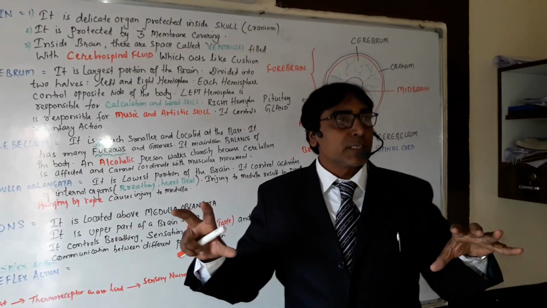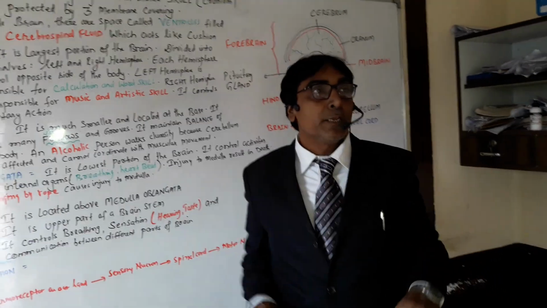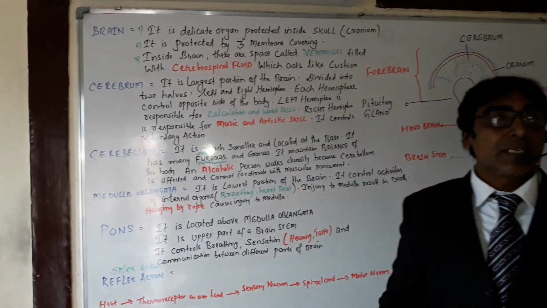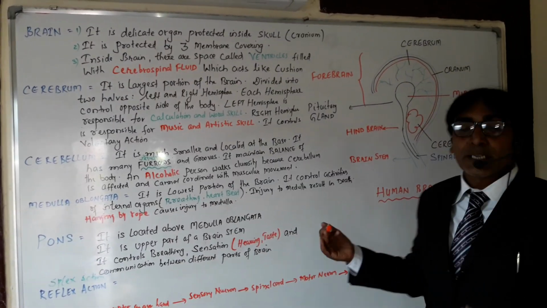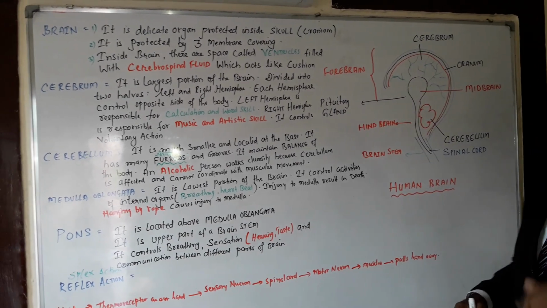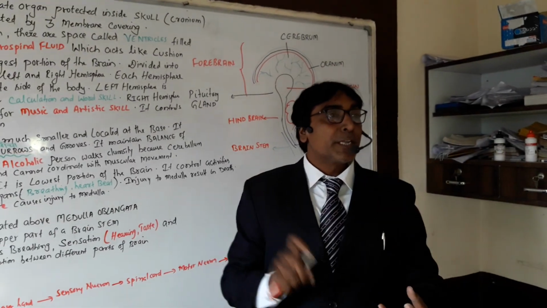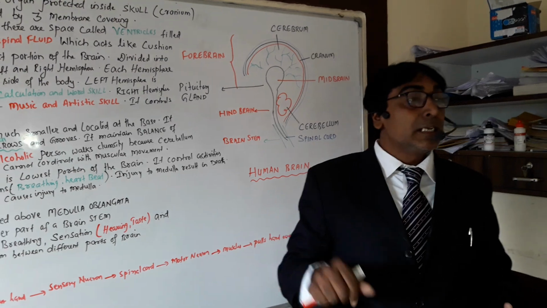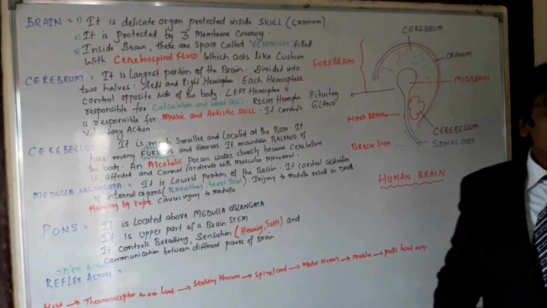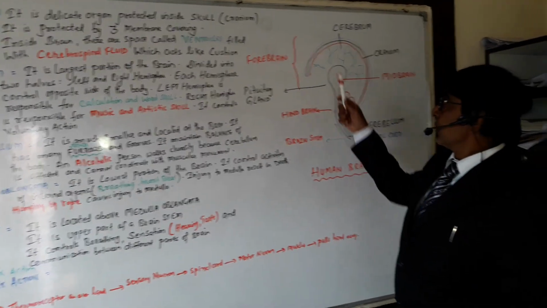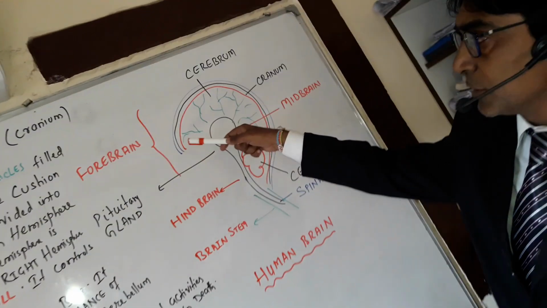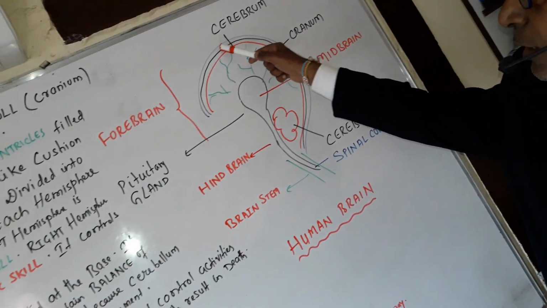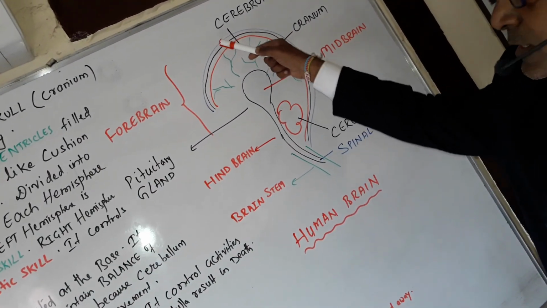So, what is the brain? First of all, we'll learn this one. The brain is a delicate organ present inside the human body. It is protected by the skull. The skull is covered by three membranous coverings. You can see here, these three coverings are called meninges.